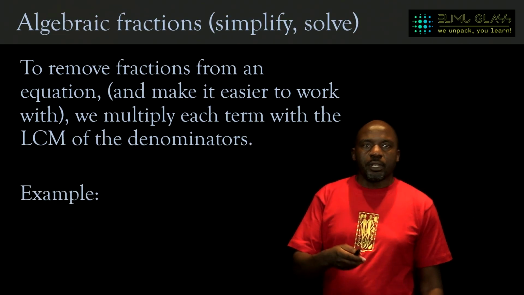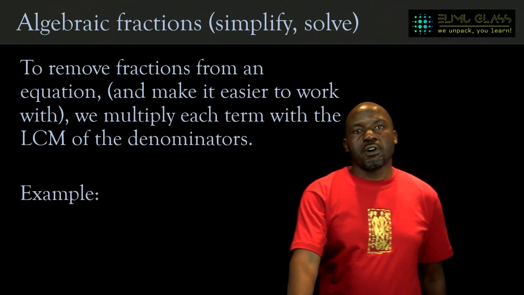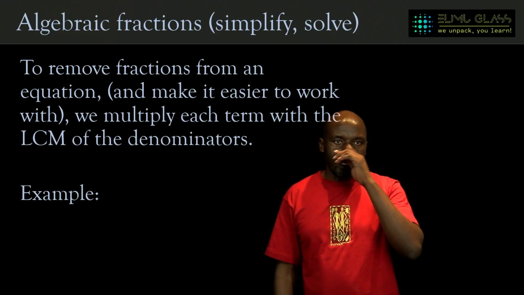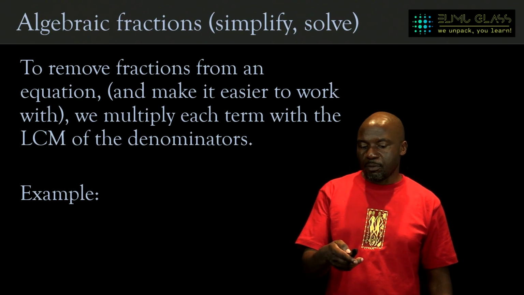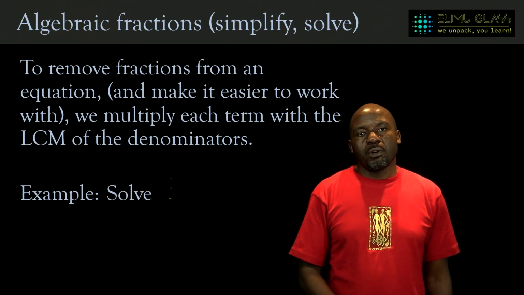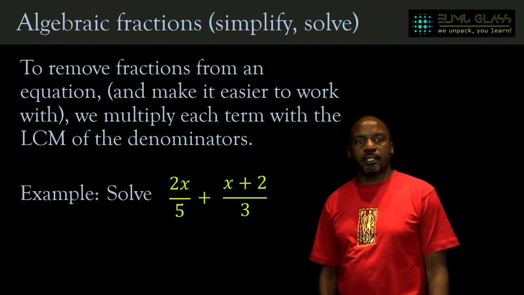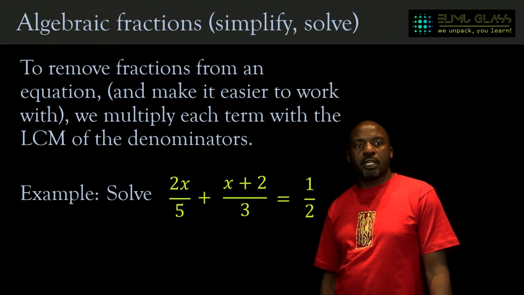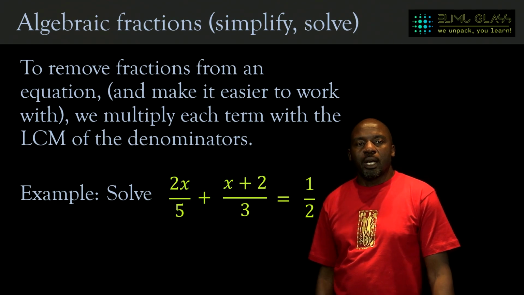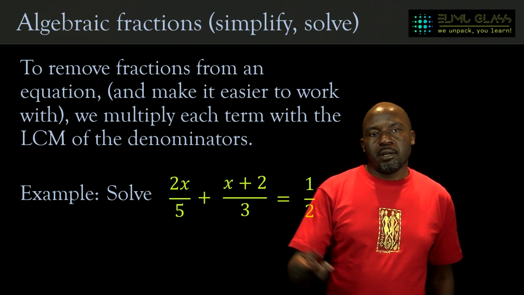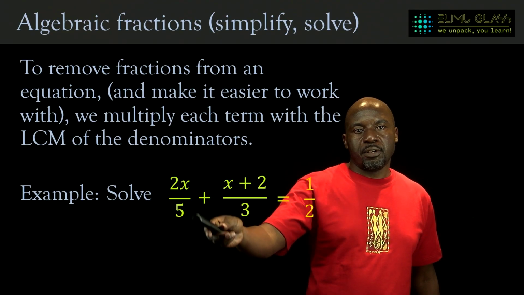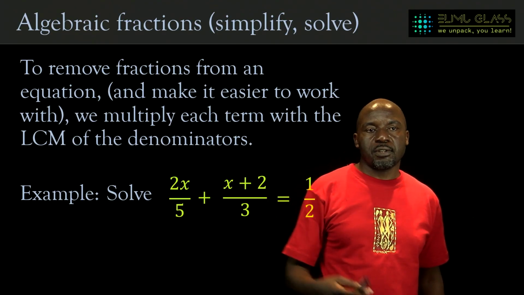All right, so here's another one. To remove fractions from an equation and make it easier to work with, we multiply each term with the LCM of the denominator. So this is what I'm talking about here. If you're told to solve a question such as that, it is equal to a half. If we're going to solve this problem, you can go through the long method of adding those two fractions together, multiplying by 3 over 3 and 5 over 5 there and so on.